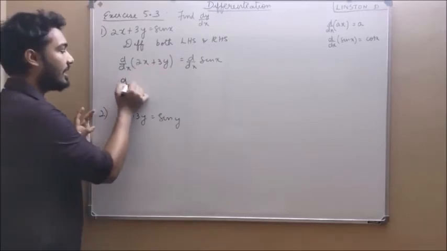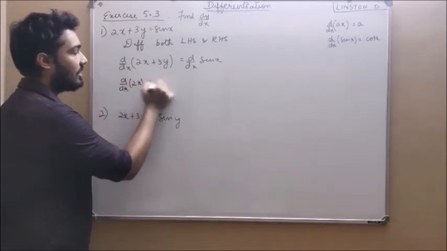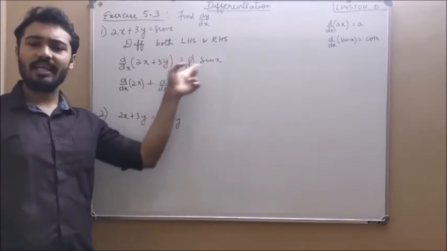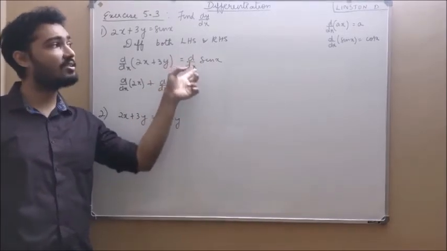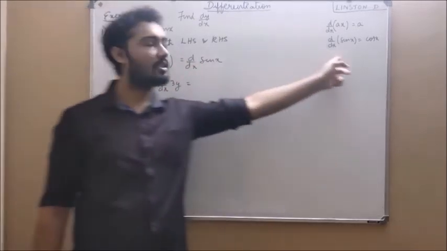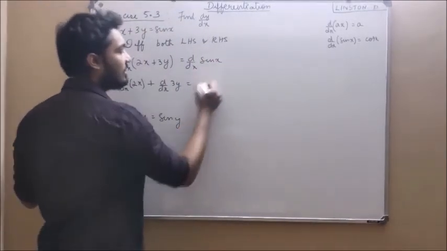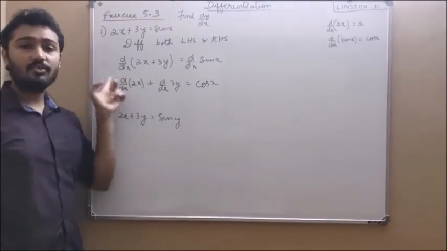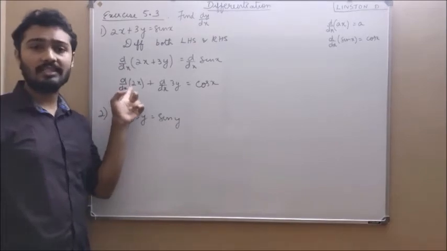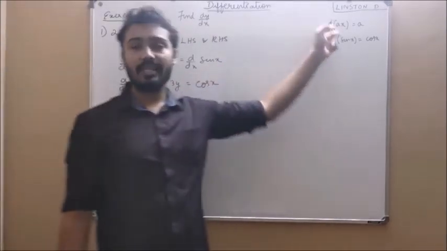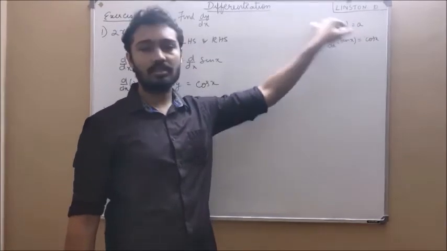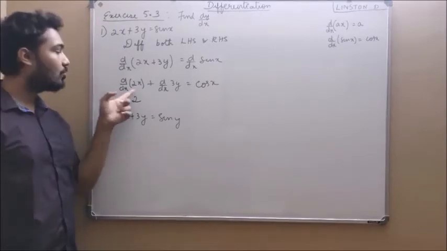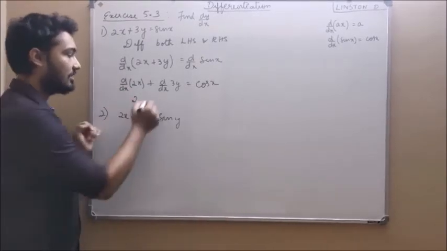So, this is d by dx of 2x plus d by dx of 3y equal to d by dx of sin x. What is differentiation of sin x? Differentiation of sin x is cos x. Now d by dx of 2x: d by dx of ax is a. You take the constant out, and d by dx of x is 1. So this is 2 times 1, plus 3 you take outside.